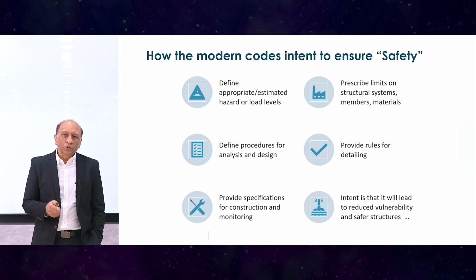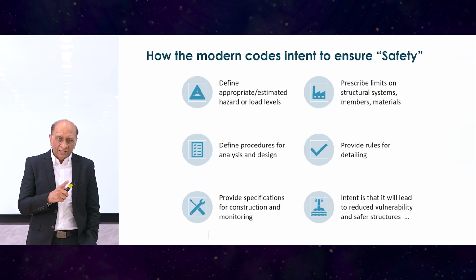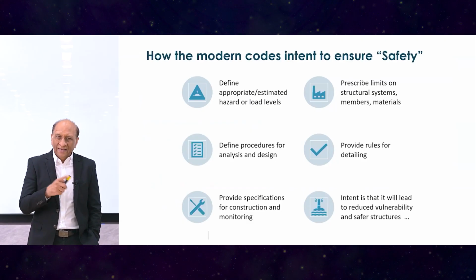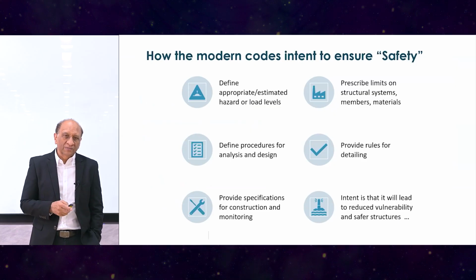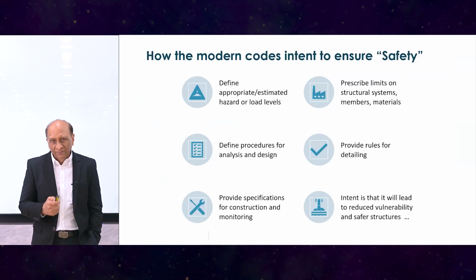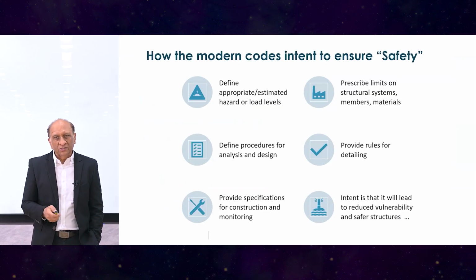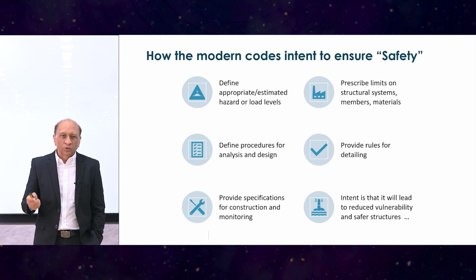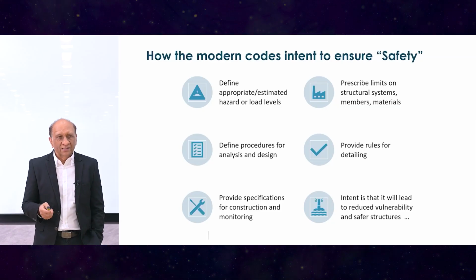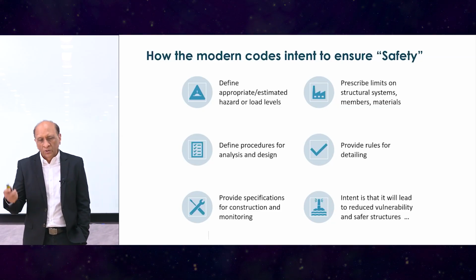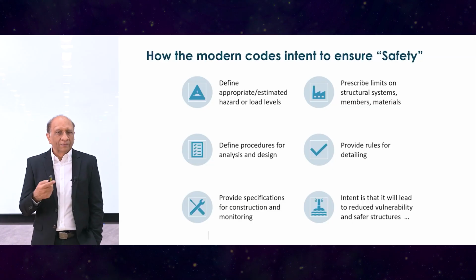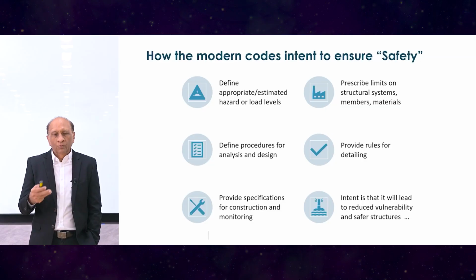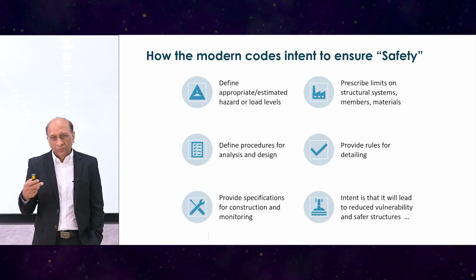Modern codes ensure safety through, first of all, estimation of the hazards or load levels. That's the first thing we do. Live load, wind load, they estimate based on maps and test data, mostly statistical. Then they prescribe limits on the structural system, members and materials that we can use, size of the column, size of the beam, frame, and so on. Then they define procedures for analysis and design: linear procedures, response spectrum procedures, and sometimes even nonlinear in some cases. But they clearly define what procedure we should use for what height, what type of structure, in which zone, and so on.